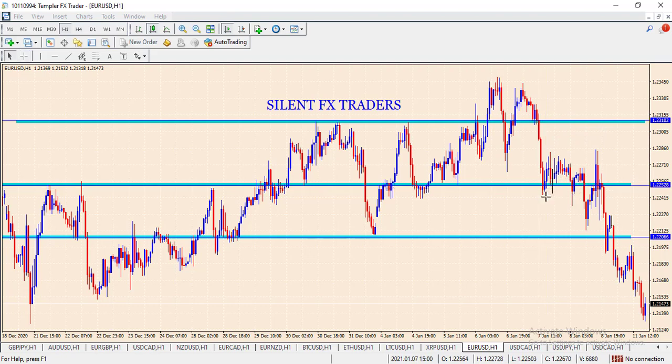What am I meaning here? The market moving from the highest point, this is our highest point, shooting down to the lowest point. That means the market is moving from the highest point, which is our resistance level, moving down to the lowest point, which is our support level.